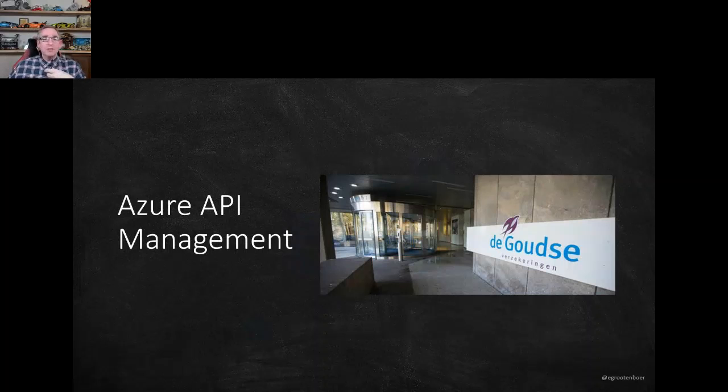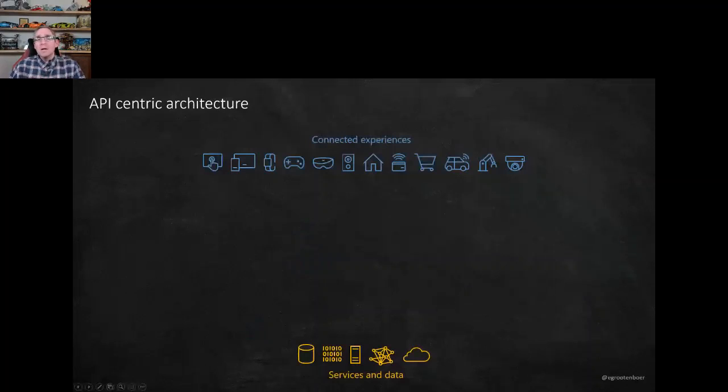The people or applications that want to connect to these are the connected experiences, and these can basically be anything. It could be a website, it could be an API, it could be a device. They have quite a few different types of connected experiences that they want to serve. Of course they want to do this through an API-centric architecture, so they are going to expose their services and their data to those connected experiences using APIs.